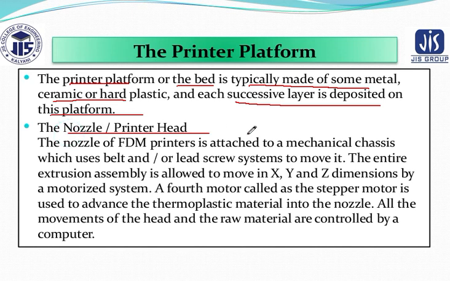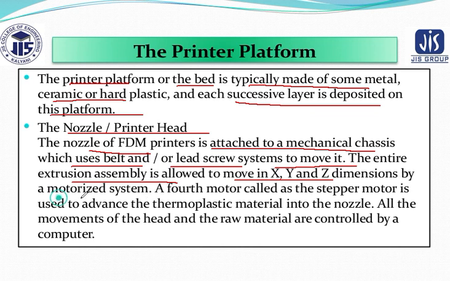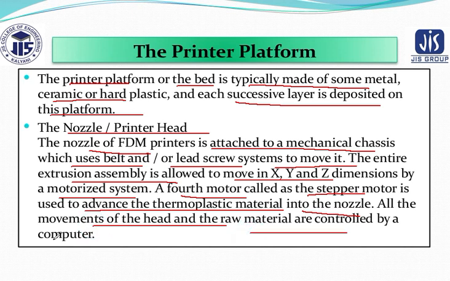Now the nozzle and the printer head, what are the nozzle and the printer head? This platform consists of the nozzle and printer head also. So the nozzle of the FDM printer is attached to a mechanical chassis which uses a belt or lead screw system to move it. Now the entire extrusion assembly is allowed to move in X, Y and Z dimensions by a motorized system. And a fourth motor, which is called the stepper motor, is also used to advance the thermoplastic material into the nozzle. And all the movements of the head and the raw material are basically controlled by the computer.